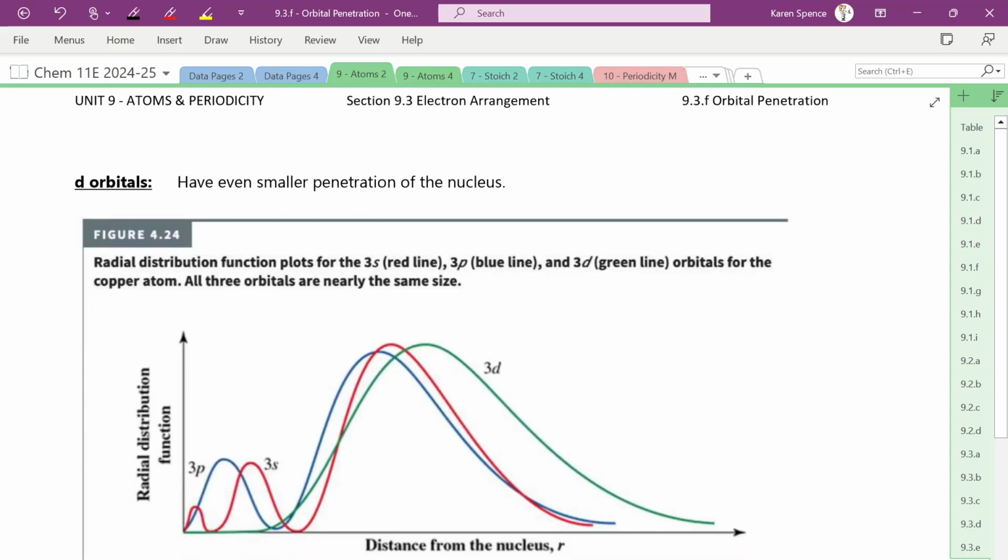D orbitals have an even smaller penetration of the nucleus. You can see the Ds. Here's our D. It's essentially 0. Look at that. Yeah?